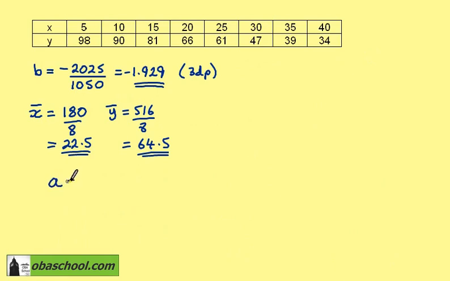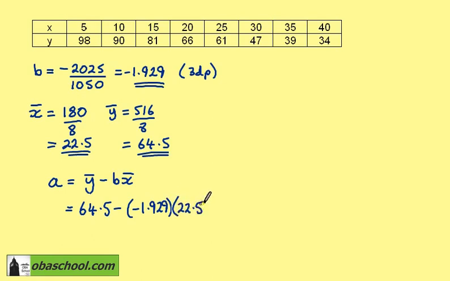a is then equal to y bar take away b times x bar. So this is 64.5 take away minus 1.929 times 22.5. And this calculates to give us 107.9 to 1 decimal place.